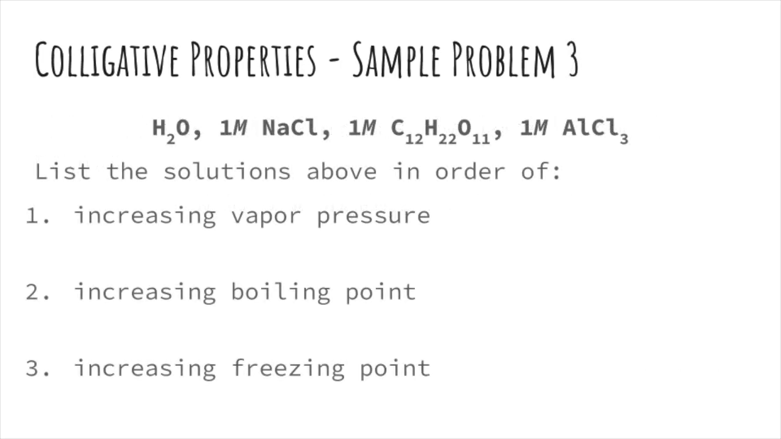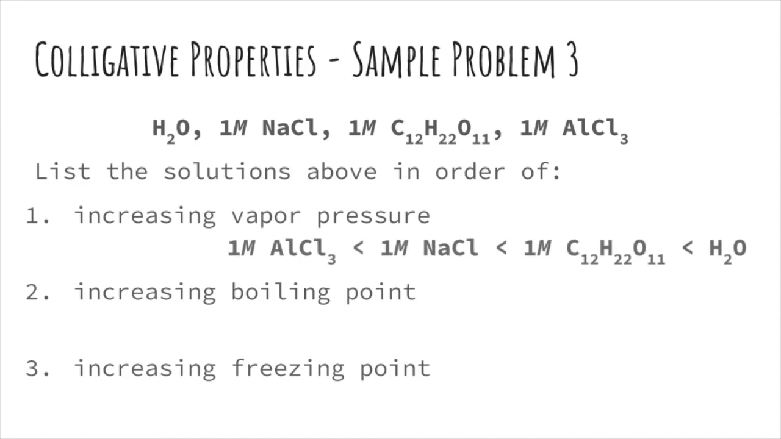Now let's see if you can list these 4 solutions in order of increasing vapor pressure. Part 1 here. One molar aluminum chloride gives us 4 molar ions, which is more than the 2 molar ions we get from dissociating 1 molar NaCl. And that's more than the 1 molar of molecules we get from a 1 molar sucrose, because that's a non-electrolyte. But it's still more than 0 molar stuff dissolved in pure water. So the more stuff dissolved in the solution, the lower the vapor pressure will be.